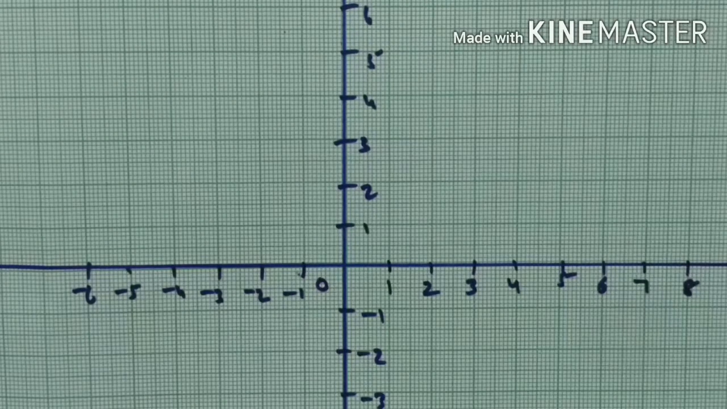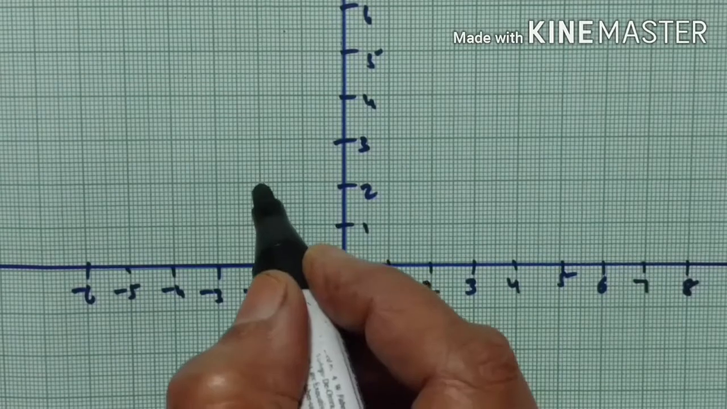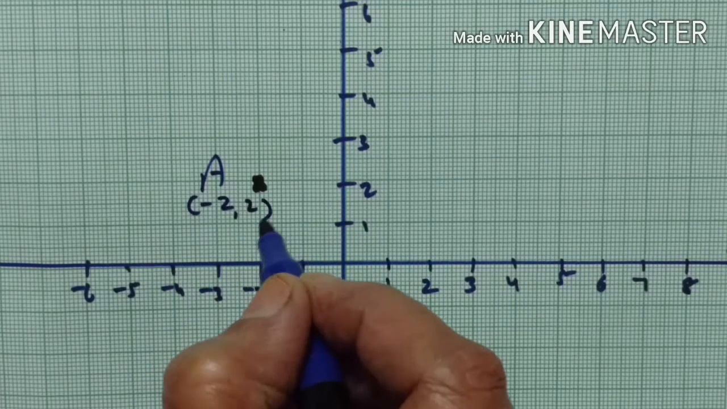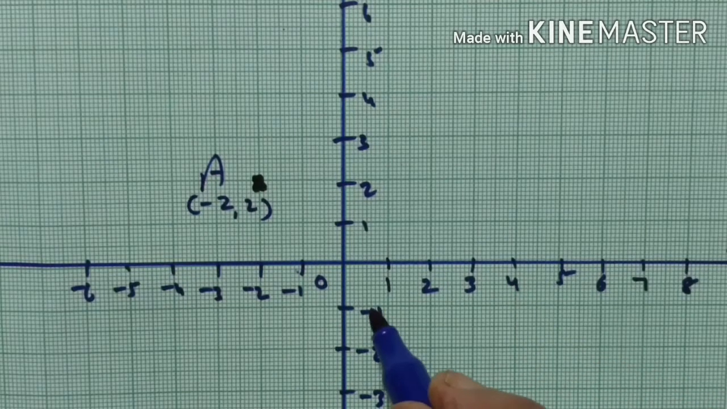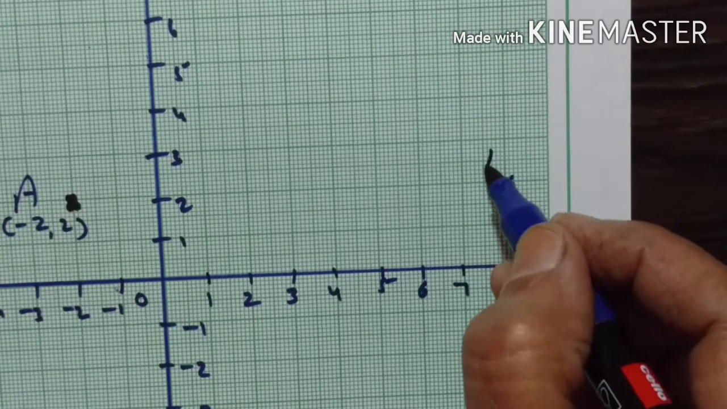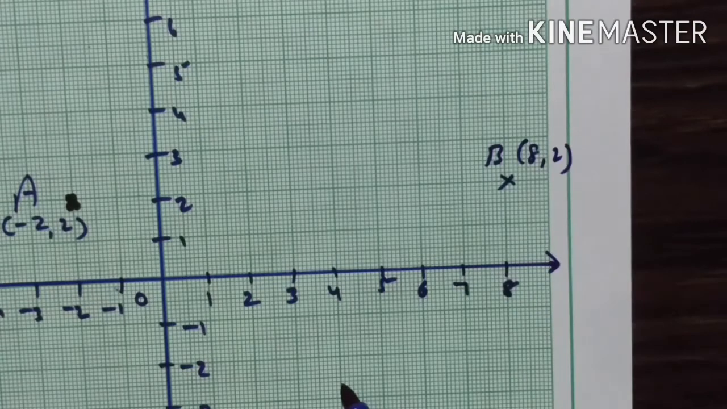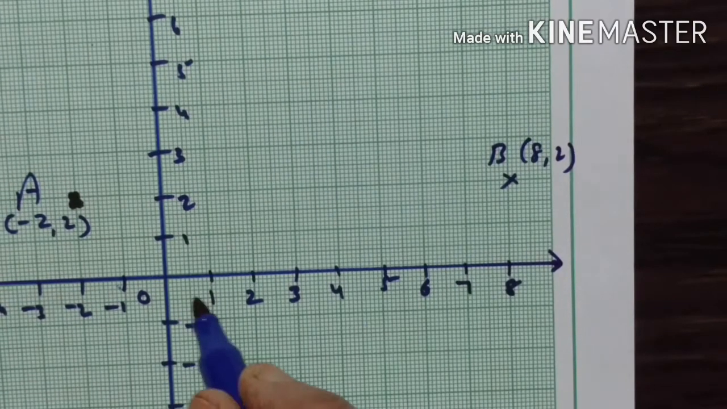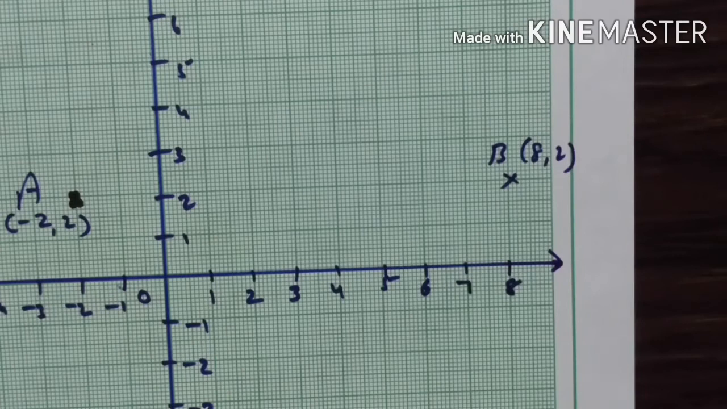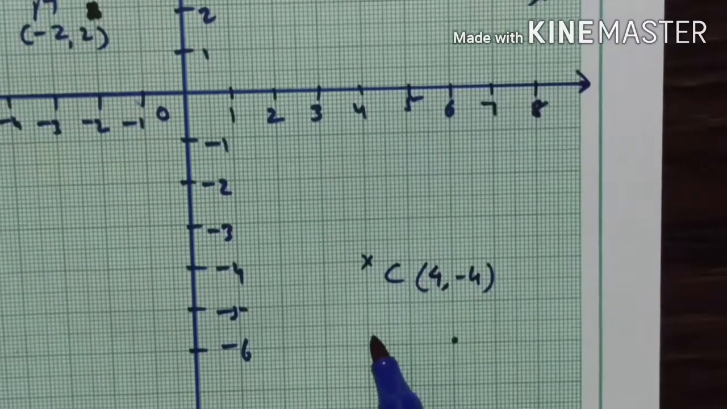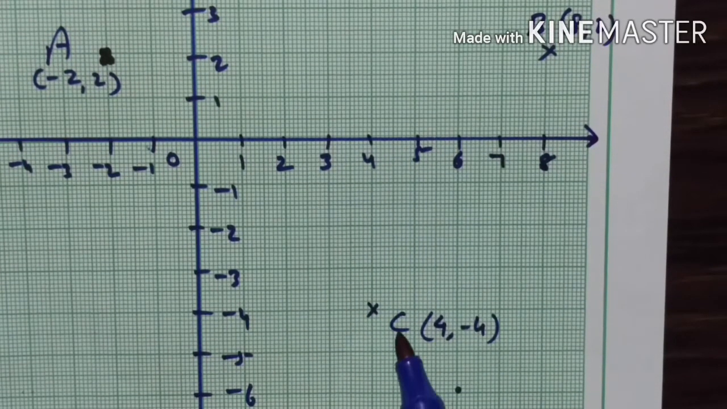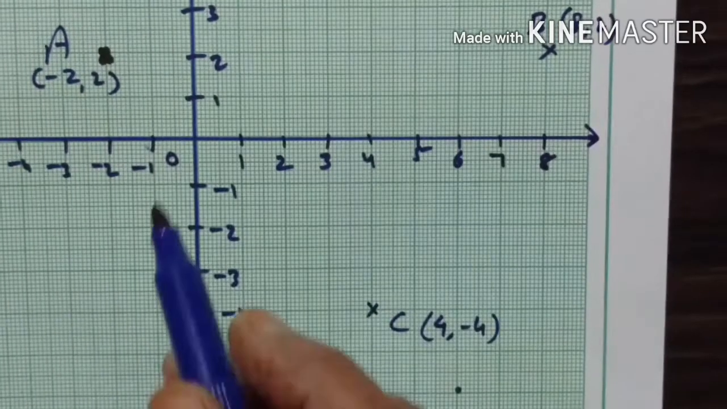A is minus 2, 2. B is 8, 2. C is 4, minus 4. ABCD is a parallelogram.